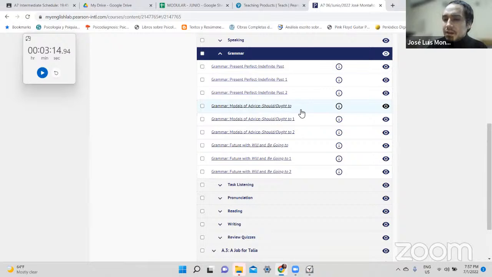Then, modals of advice: should, ought to, and had better, right? Remember about had better? You had better do your homework or you will fail the course, right? You had better do your homework or you will fail the course. And future with will and be going to. Remember, this is easy, but it's important to know when to use them, right? Will for predictions without evidence, future facts, promises, and be going to for plans, predictions with evidence, right? And mainly those situations.